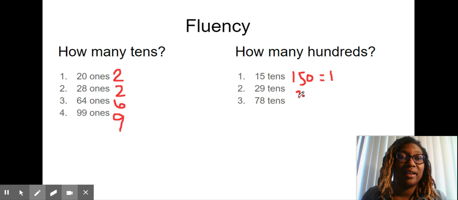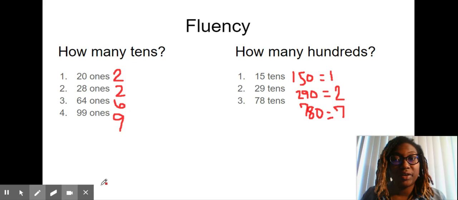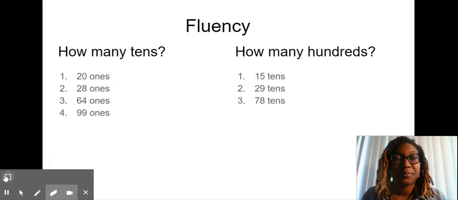29 tens is really 290. And in 290, there are 2 hundreds. For 78 tens, it's really 780. And in 780, there are 7 hundreds. Okay, so there's our fluency for today.